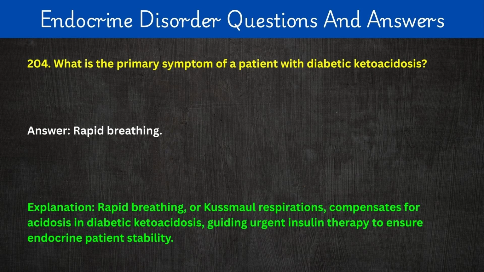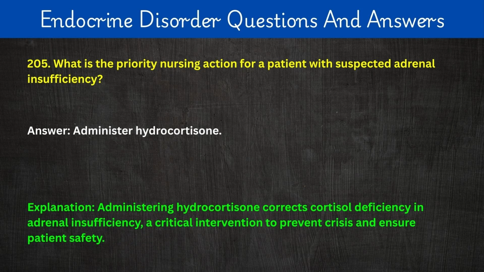204. What is the primary symptom of a patient with diabetic ketoacidosis? Answer: rapid breathing. Explanation: rapid breathing, or Kussmaul respirations, compensates for acidosis in diabetic ketoacidosis, guiding urgent insulin therapy to ensure endocrine patient stability.